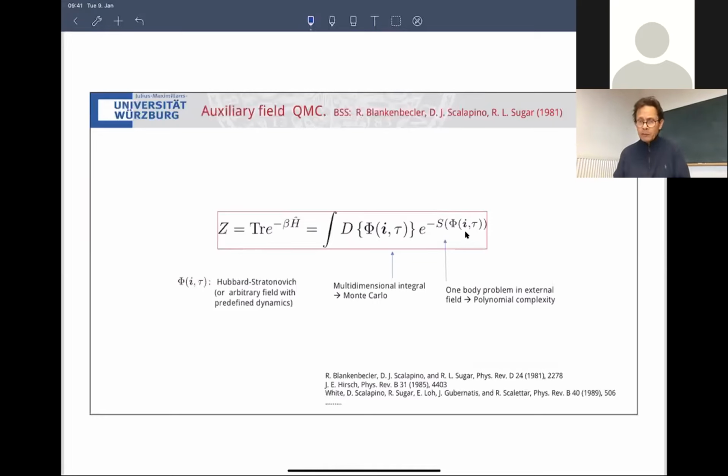If the action becomes complex, as is generically the case in path integrals, for example if you have a topological term, then it will be complex, and that's where the sign problem comes in. We'll talk more about this afterwards.